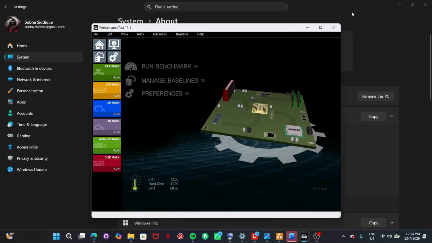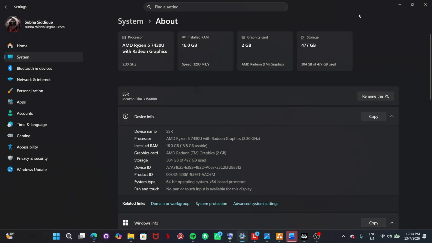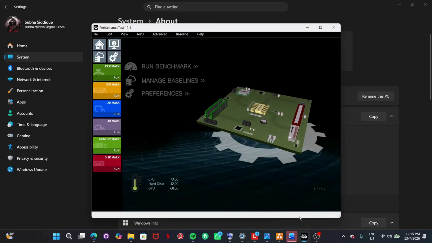Before running the benchmark, let me briefly introduce the test system. The benchmark was performed on a Lenovo laptop equipped with an AMD Ryzen 5 7430U processor with Radeon graphics. The processor has 6 cores and supports modern processor features. Now I will open PassMark PerformanceTest.